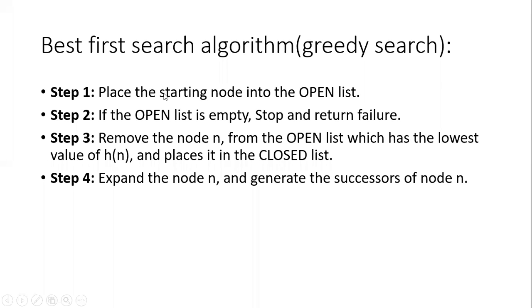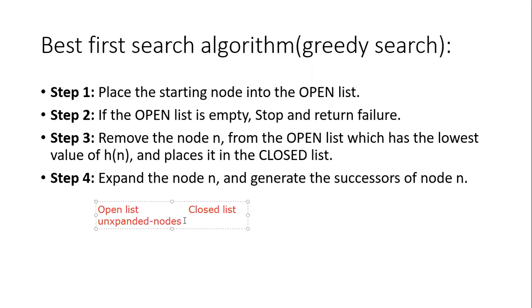The first thing that we do is place the start node into the open list. What I need to mention here is that with greedy search, we are going to maintain two kinds of lists: the open list and a closed list. In the open list, we keep all the nodes that haven't yet been expanded.